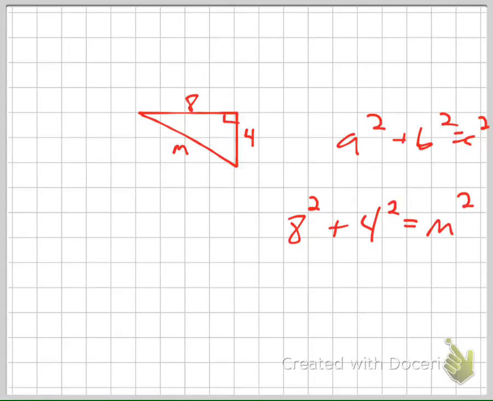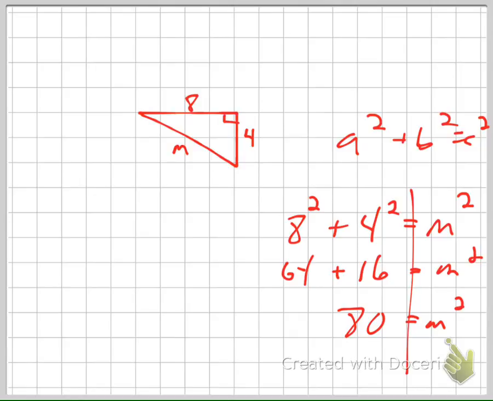Okay. Land on the equal side. What is 8 squared? 64 plus 16, 4 times 4, equals m squared. 64 plus 16 is 80, equals m squared.